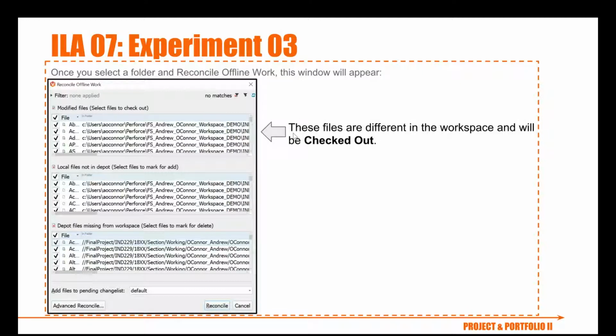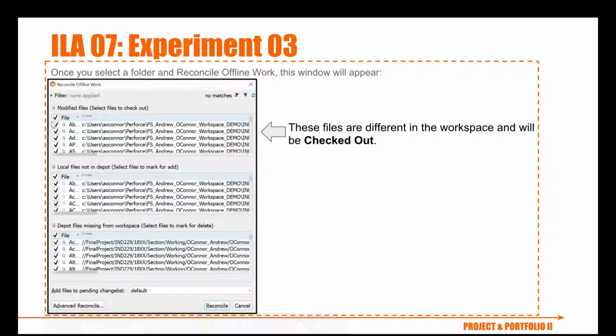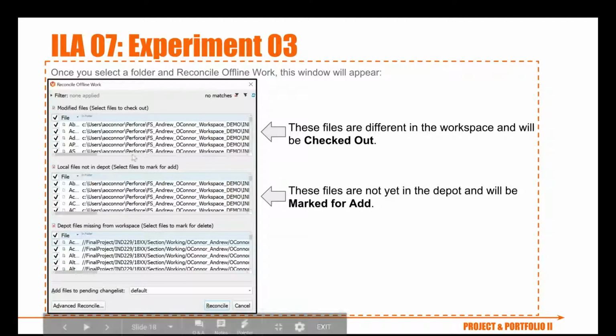In this top window, these are files that Perforce found that are in the depot, but they're different in your workspace. So what we're going to do is check out those files. If you see things in here that you don't actually want to change, like say for example your scraps intro scene, or things you don't want to be modifying, just uncheck that file so it's not going to be checked out. This middle section down here, Perforce is saying, these are all files that are in your workspace, but I don't see them anywhere in the depot. So we're going to mark all these files for add.